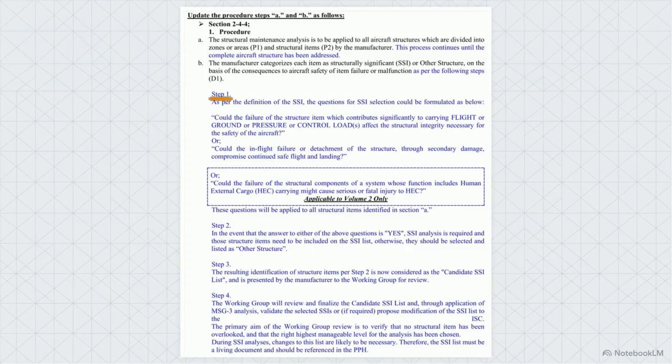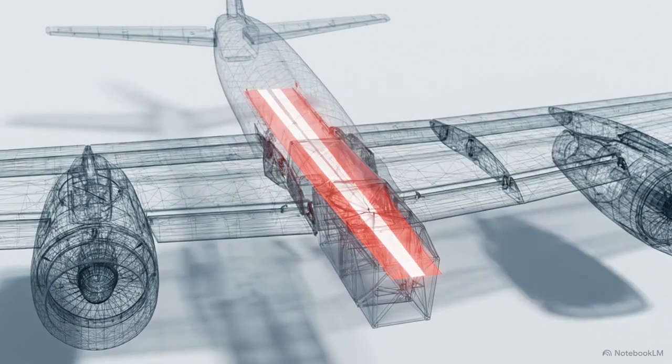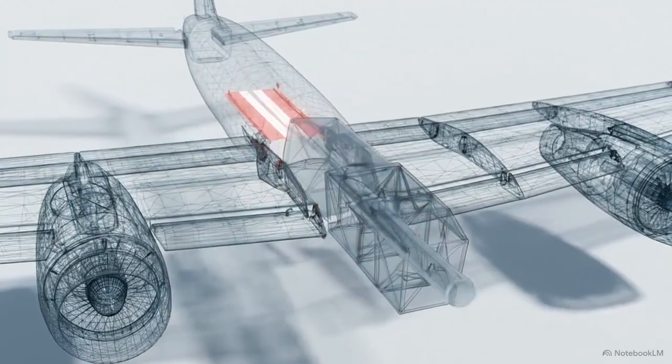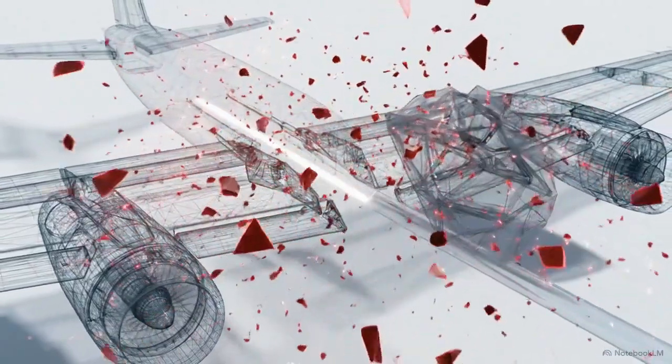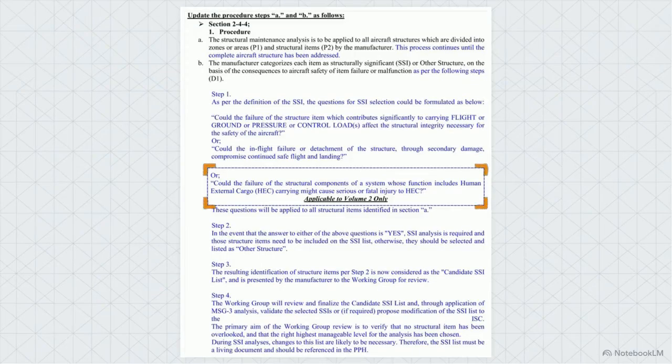Step 1 requires engineers to apply 3 safety questions to all structural zones. The first gate asks if the item carries flight, ground, pressure, or control loads, and if failure compromises safety. The second integrates Issue Paper 192, focusing on consequences of a component failure. Engineers must determine if an in-flight failure or detachment could, through secondary damage to other systems, prevent continued safe flight and landing. The third gate applies exclusively to Volume 2 for rotorcraft, addressing the specific risks of external load operations.